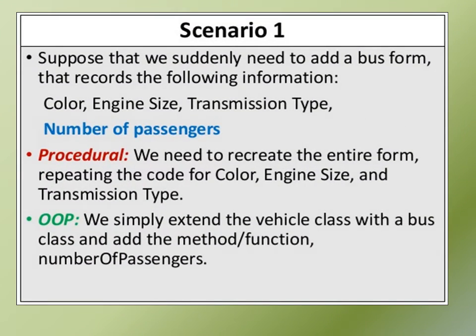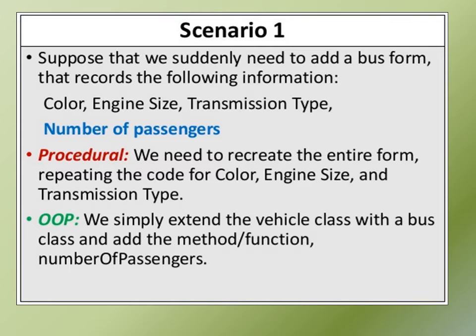Now suppose we need the information for the bus form, that is the third form we are going to add, that records the following information: color, engine size, transmission type and number of passengers. Suppose we are doing this by using a procedural language, then we need to recreate the entire form, repeating the code for color, engine size and the transmission type.